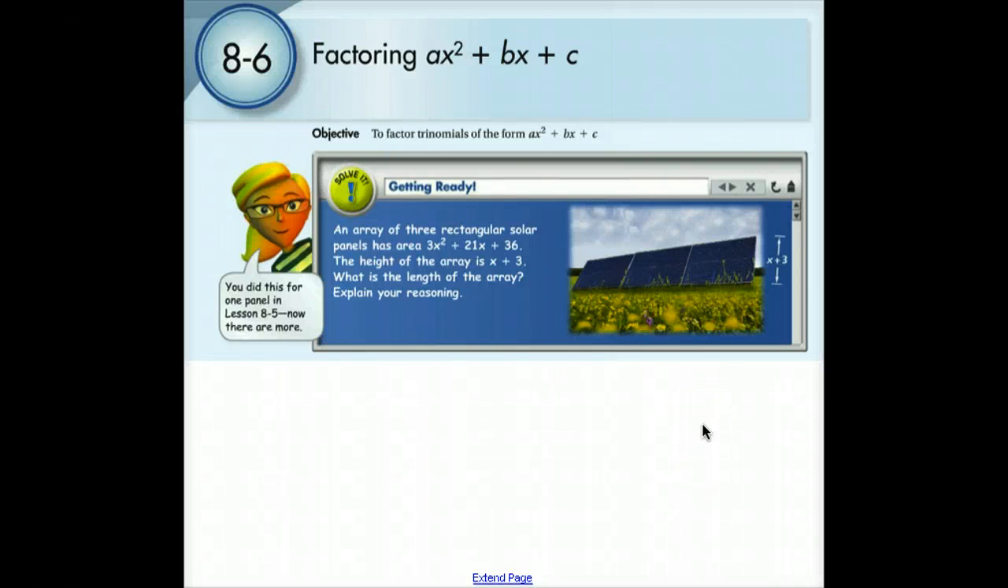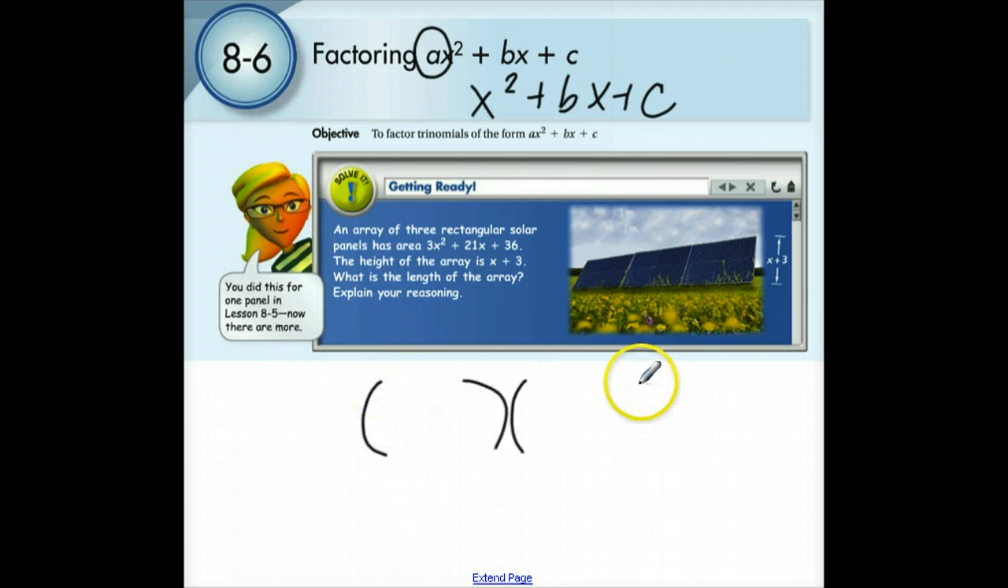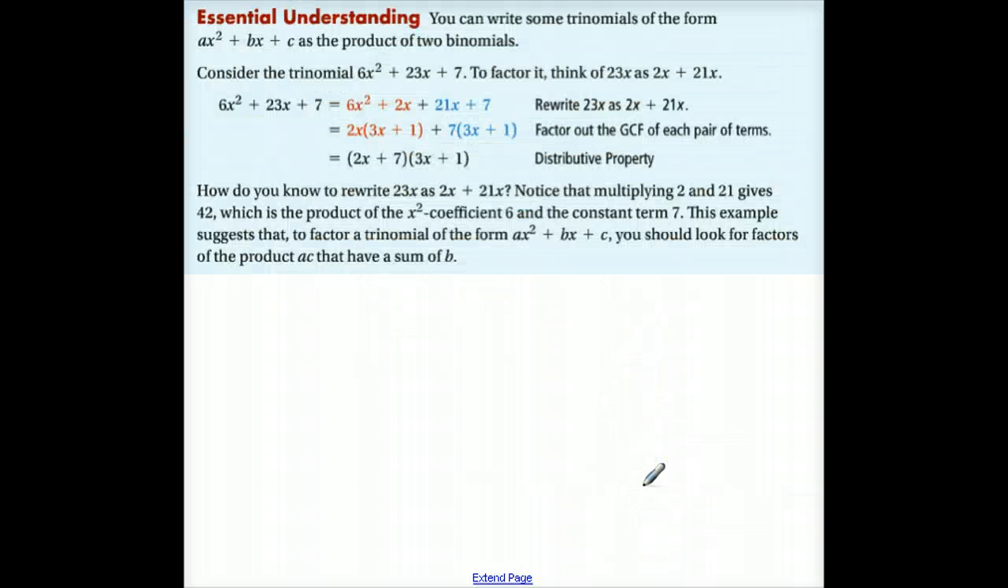Lesson 8-6, factoring ax squared plus bx plus c. Now, this lesson differs from our previous lesson because instead of just x squared plus bx plus c, there's now a coefficient in front of our first x squared term. So we're going to be doing the same thing. We're going to be figuring out a way to factor this trinomial with two binomials. However, we have to do something a little bit differently.